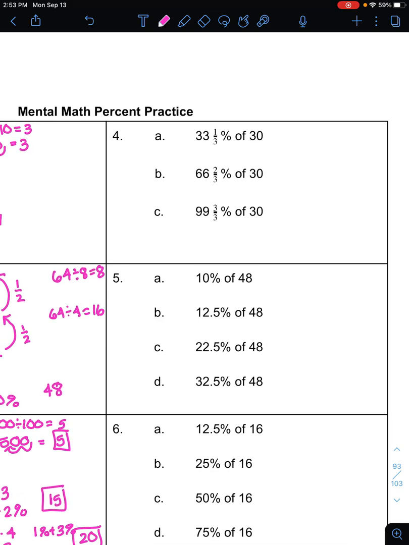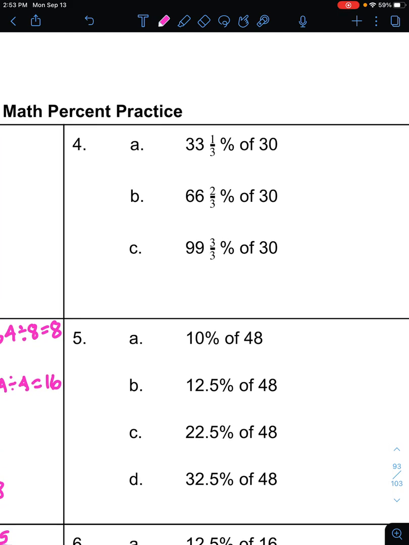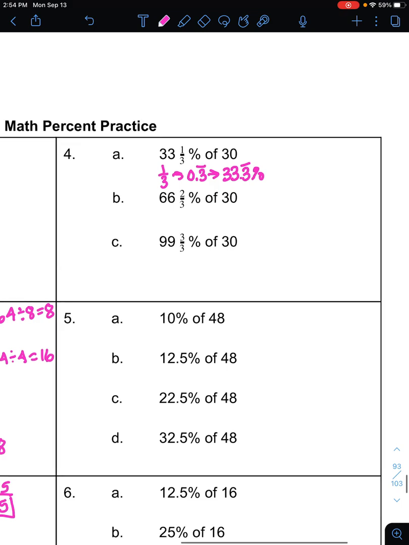Okay, 33 1/3%. Hopefully that makes you think of 1/3. 1/3 as a decimal is 0.3 repeating. And as a percent, it's 33.3 repeating, or 33 1/3 repeating percent. So 33 1/3% should make us think of 1/3. To find 1/3 of something, you just divide it by 3. So 30 divided by 3 is 10. That should help you find the next two. 20 and 30. You double it and then triple it.